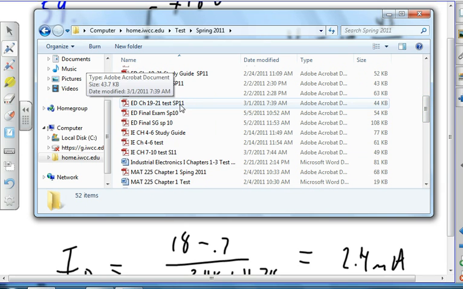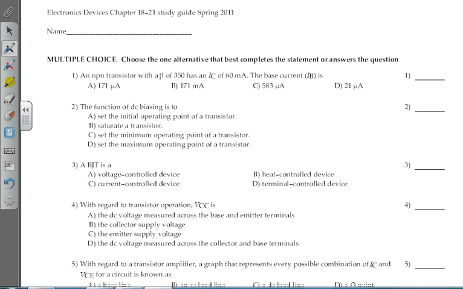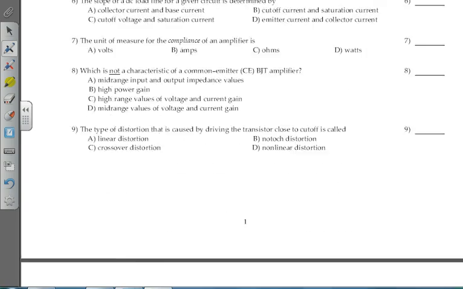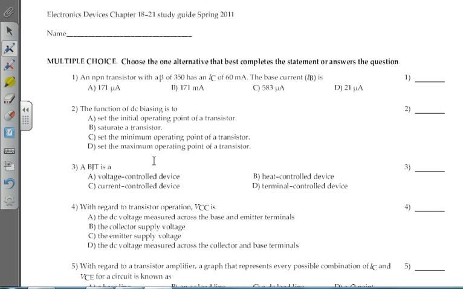Well, it looks like I've got, there we go, the chapter 19 to 21 study guide. Excellent. Good. I have no answers, so that's good.